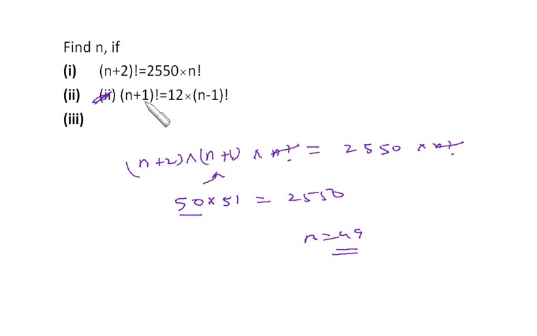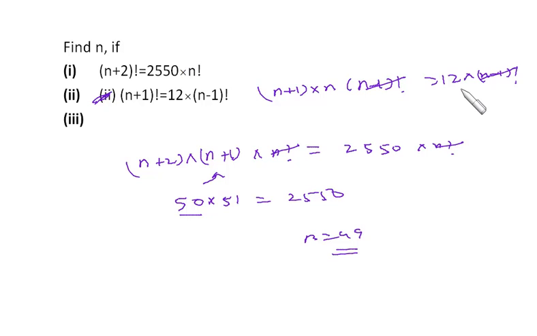Okay. Similarly, let's solve this problem. n plus 1 factorial is 12 into n minus 1 factorial. Now n plus 1 factorial can be written as n plus 1 into n into n minus 1 factorial, right? Is equal to 12 into n minus 1 factorial. Now it will get cancelled. Now n and n plus 1 are further two consecutive numbers and their product is 12.